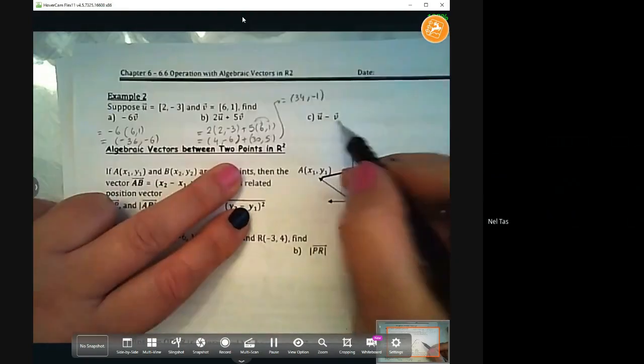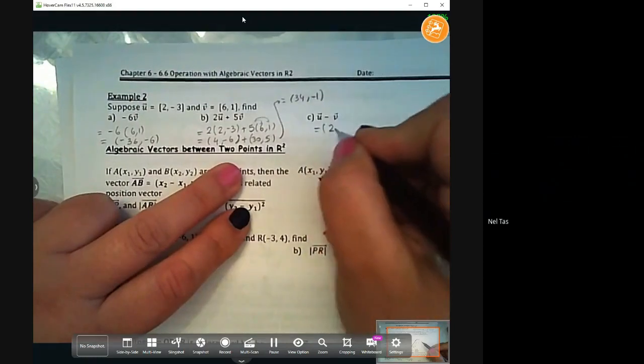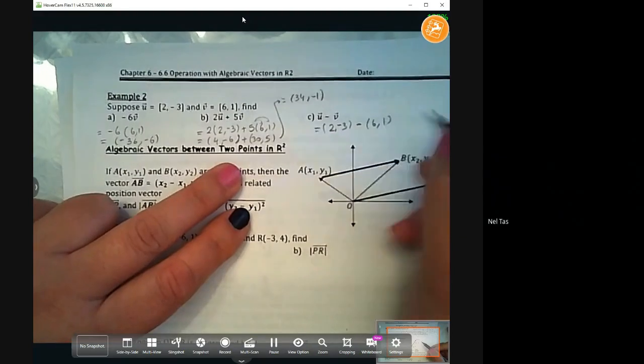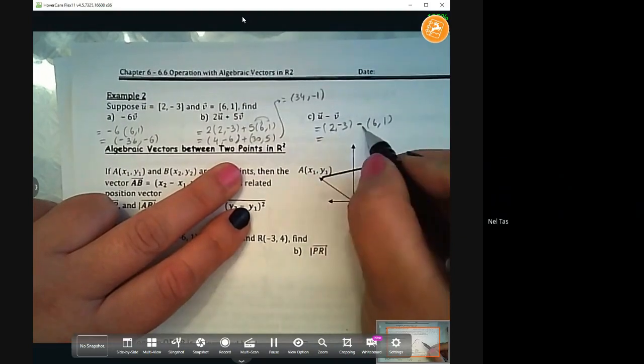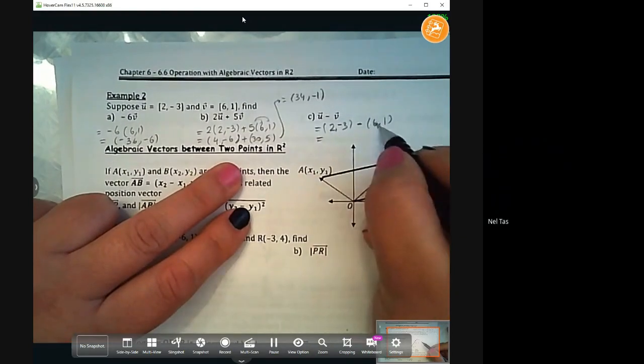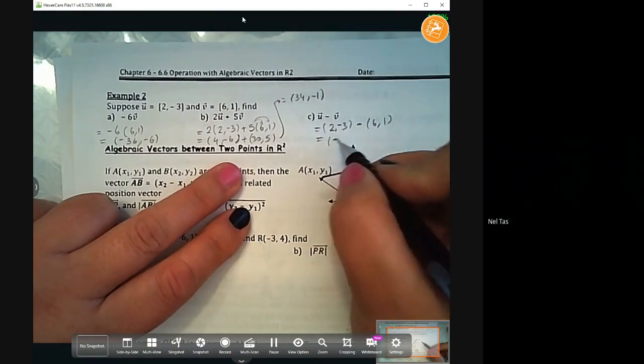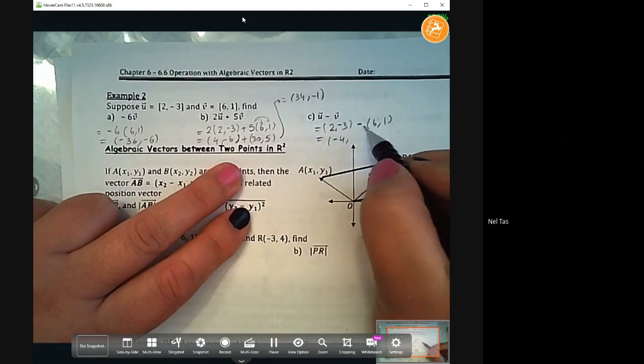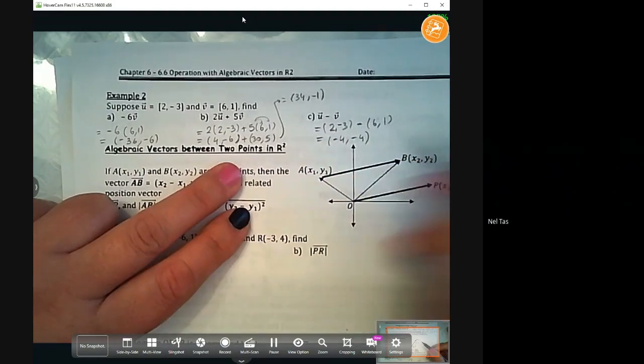Now U minus V: (2, negative 3) minus (6, 1). We subtract the x coordinates: 2 minus 6 is negative 4. Now subtract the y coordinates: negative 3 minus 1 is negative 4.